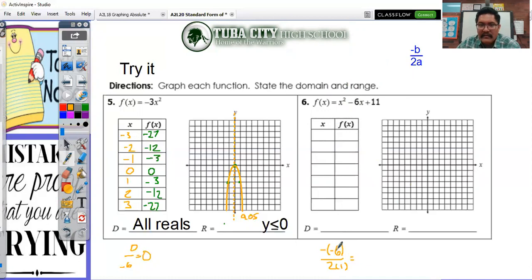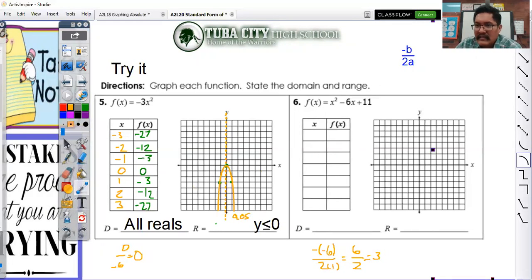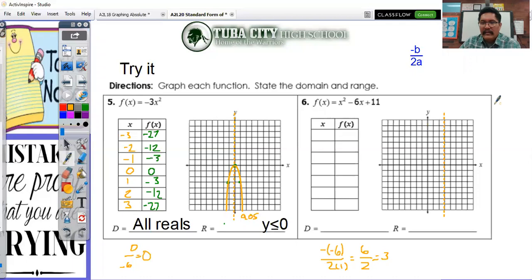Even though there's no number in front of there, it's going to be 1. So these negatives will cancel each other out. So I get opposite of -6, or take away the negative. If you take away a negative, it becomes positive. So that's how I got positive 6. 2 times 1 is 2, and in this case, I got my axis of symmetry. So I know that in this case, my axis of symmetry will be here at 3. And I'll go ahead and label this one along the top as axis of symmetry, or AOS.